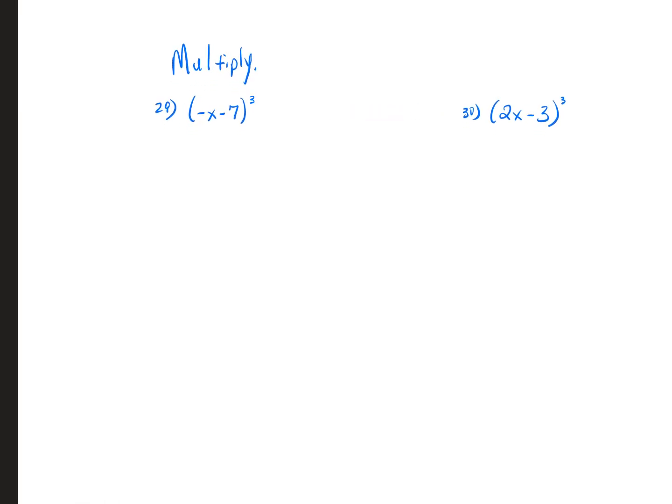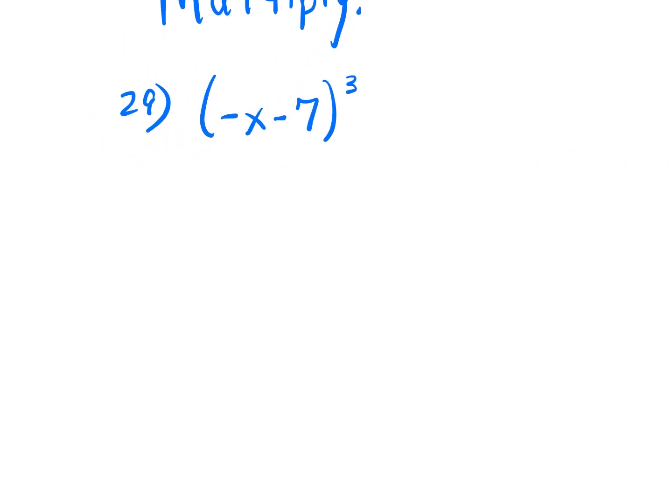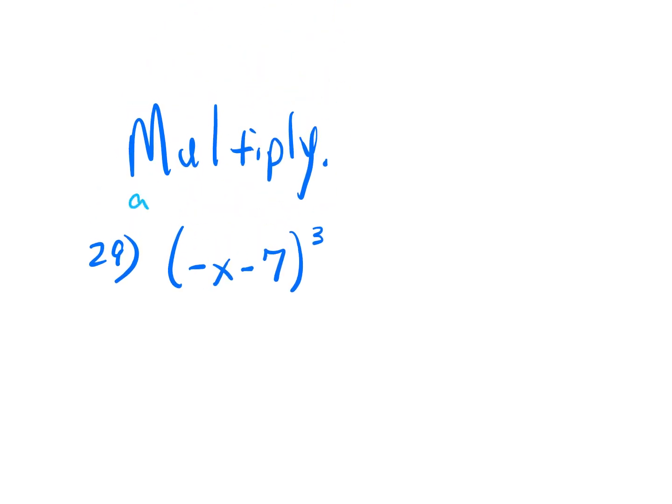All right, next page. So here we have our binomial cubed. We can use our shortcut. Our shortcut is a cubed plus 3a squared b, or I guess it uses u and v, but it's the same thing, plus 3ab squared plus b cubed.